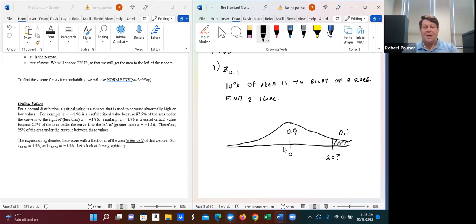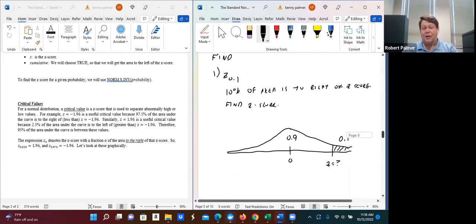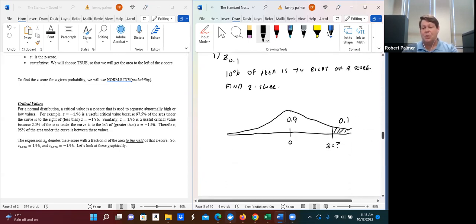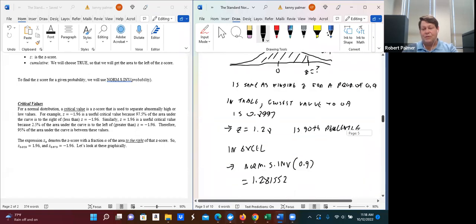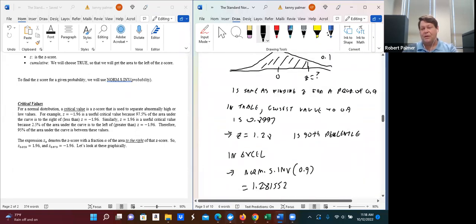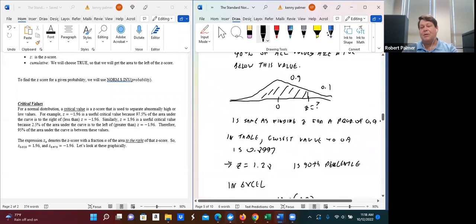And if you notice, this is kind of like what we just did. Okay, we just found the 90th percentile. So that's exactly what this is showing. The same thing we just did in the previous example. Okay, we're finding the value that separates the top 10%.